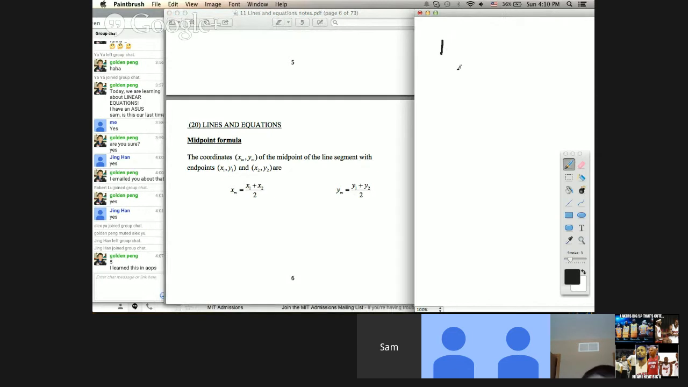So like point (1, 2) and point (3, 6). If someone was like, find the midpoint of the line segment that connects (1, 2) and (3, 6). So I add up the x's, which is 3 plus 1, and then I divide that by 2, so 4 divided by 2 is 2. And I add up the y's, which is 6 and 2, which is 8, and then divide by 2 is 4. So then the midpoint is (2, 4). So you just add up the x's, divide by 2, and then add up the y's, and divide by 2.